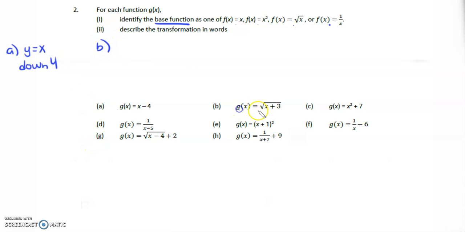B, g(x) equals root x plus 3. So our base function is root x, and this means that we're going left 3. C, g(x) equals x squared plus 7. Our base graph here is a parabola, g(x) equals x squared, and we're going up 7.